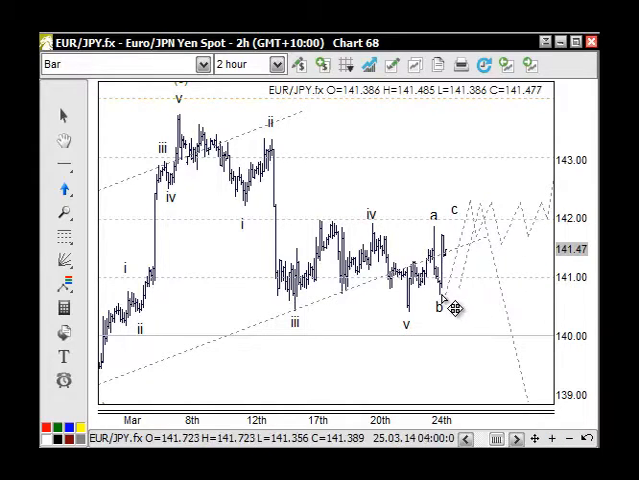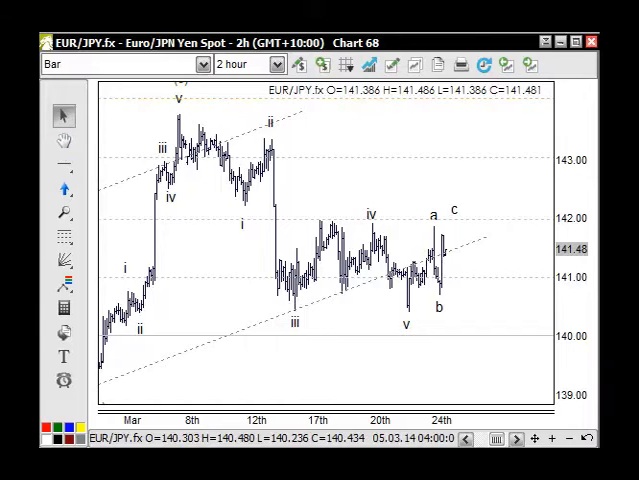But otherwise, we're looking at 5 waves up here. You can pull that apart on the intraday and have a look at that. And once those 5 waves are completed, then we'll be looking for further downside there to go.